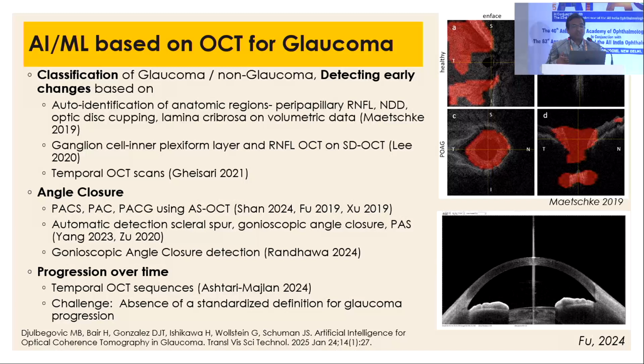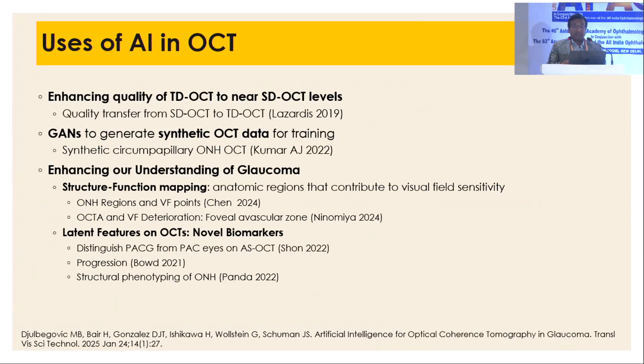One is obviously detection of glaucoma versus non-glaucoma. But when it comes to anterior segment, it has also been used to say whether a patient is having angle closure, is a suspect, or is having a glaucoma. AI ML using OCT, using temporal time-based sequential data, has also been used to study disease progression over time, but a challenge there has been the absence of a standardized definition for glaucoma progression. It has been used to enhance the quality of time domain OCT to near spectral domain OCT levels. Generating synthetic data to develop further algorithms has been another use of AI in OCT data.